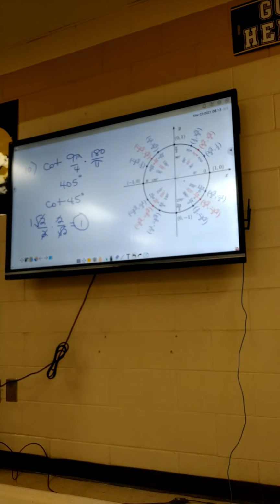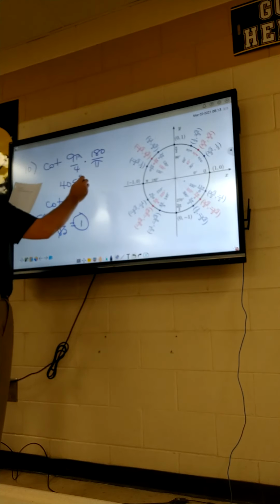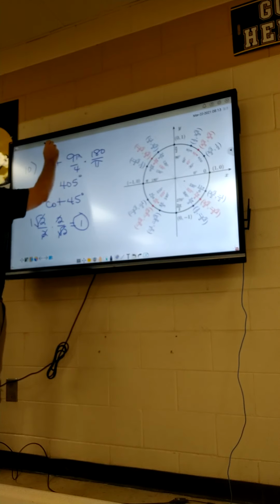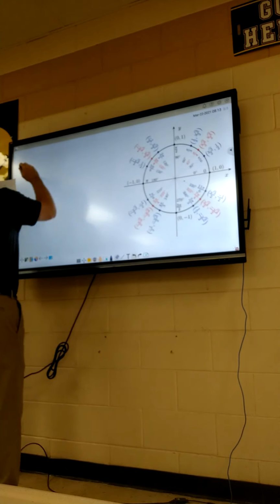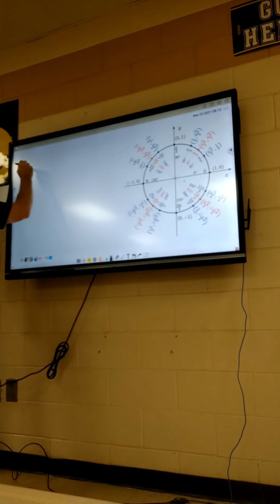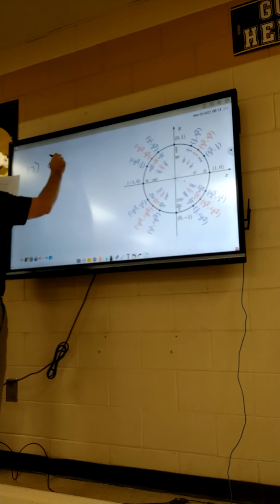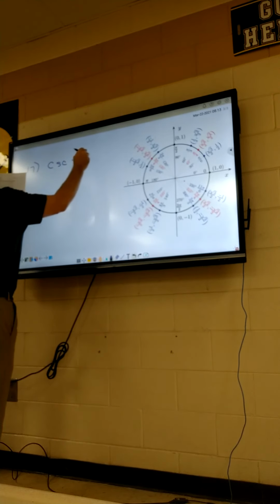All right, let's see if there's any other ones we need to look at. We'll do 1 on each section just to make sure. All right, let's flip over on the right side, guys. Let's do 17. Don't really like how I numbered these. 17, CSC of negative 8 pi over 3.